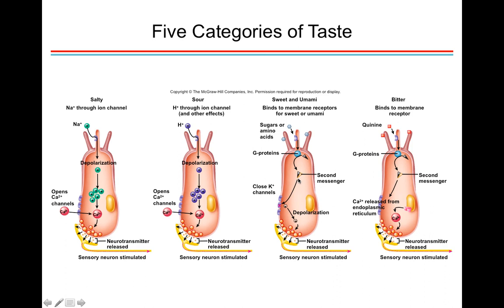Sometimes it's cyclic AMP or cyclic GMP, right? There's other secondary messengers that get activated. You don't need to know what they are in this case. What the secondary messenger is going to do is it's going to close potassium channels. As they close, this will lead to depolarization. And then the depolarization will lead to the neurotransmitters being secreted via exocytosis and lead to an action potential.